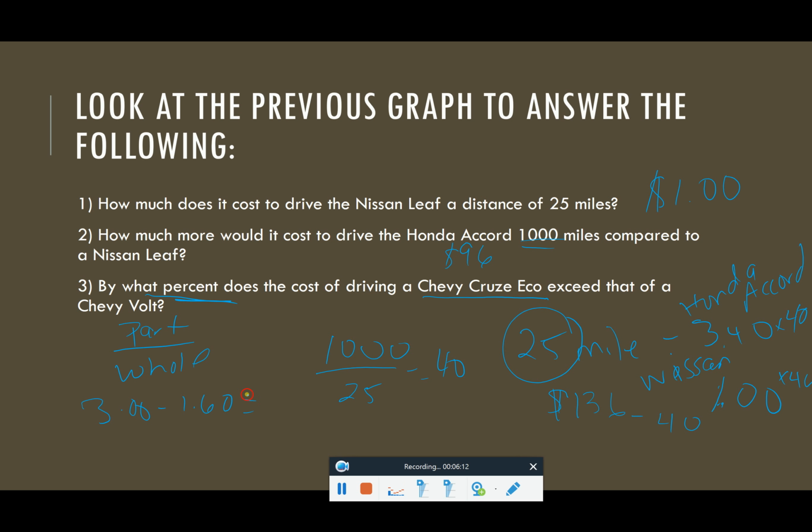And you get $140. Then you have to take this out of the original amount, and so that will be $160. So that's your part out of your whole, okay? And so your percentage is going to be 40 out of 160.